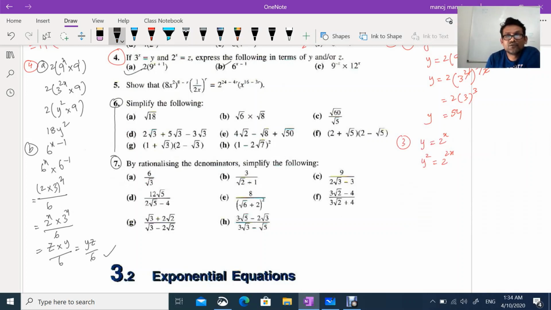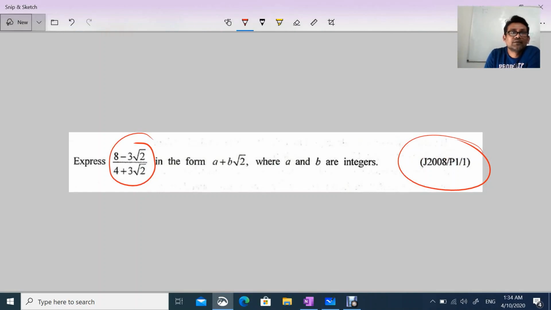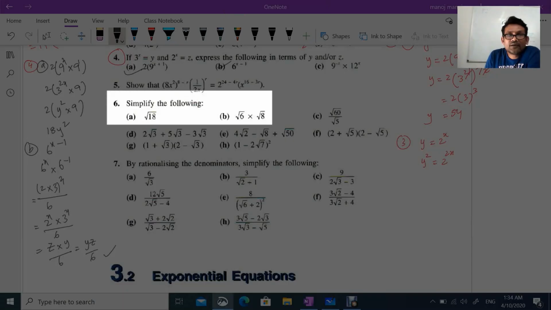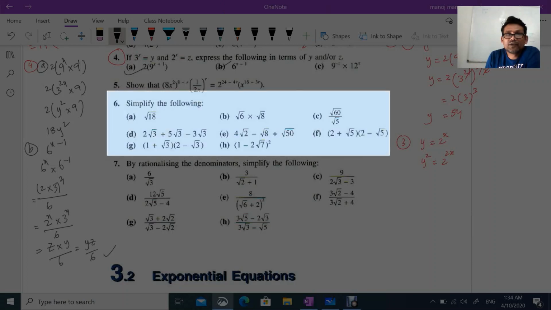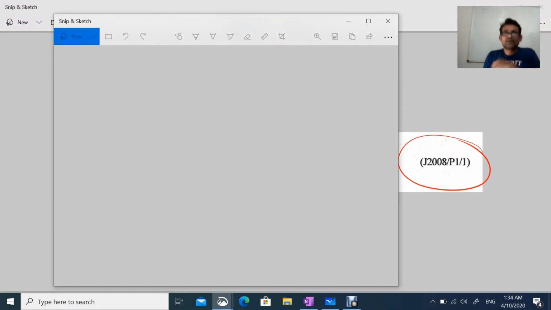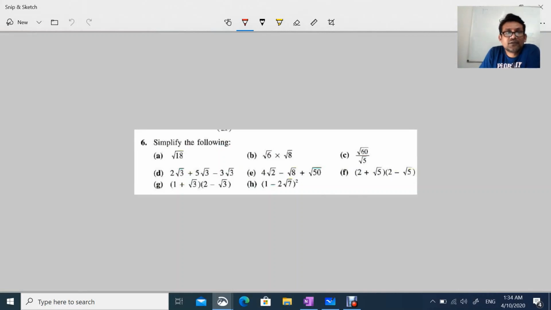So I think I should move to question number 5 and 6. Okay, let's see. Before that, this part, question number 5, most important, please. I need your attention. Now I need your attention. Question number 6, part A, under root 18. And please, for surds, the radicals, always do not use a calculator. We have to show all the steps here.